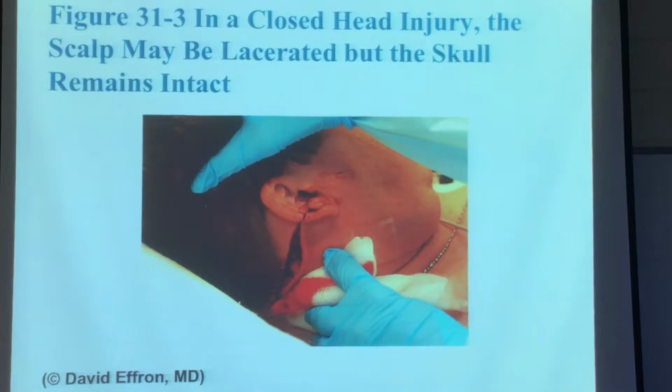Now, head injuries can be very, very obvious because the head and the scalp, that tissue is highly vascular, it has a lot of blood vessels, and it tends to shed a lot of blood and bleed quite profusely.